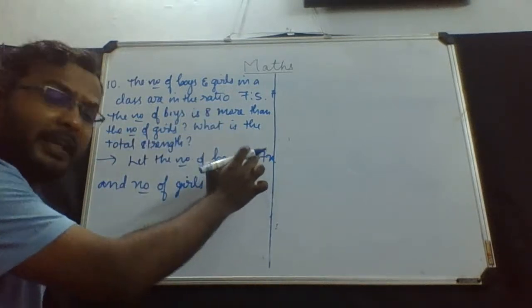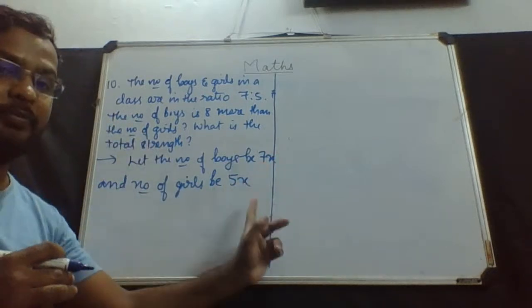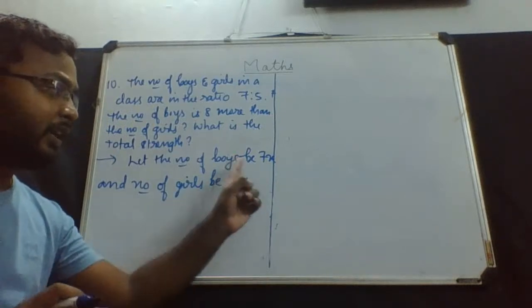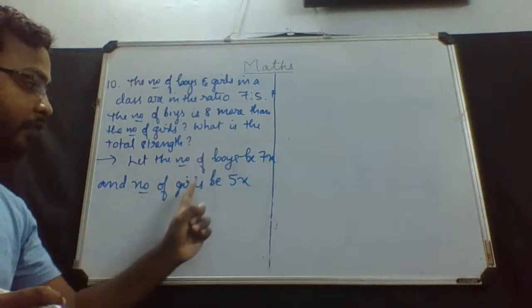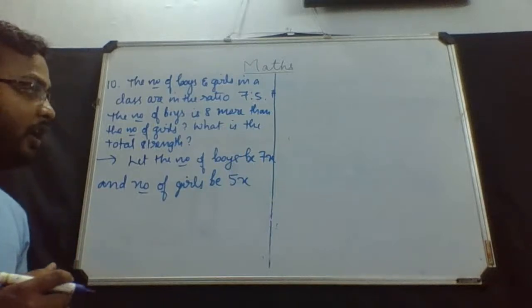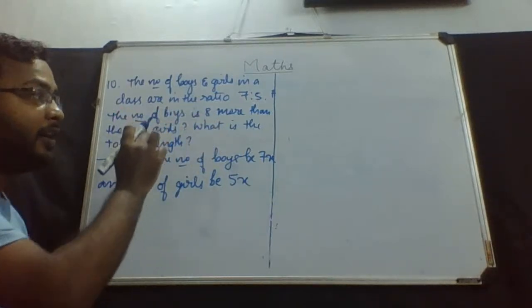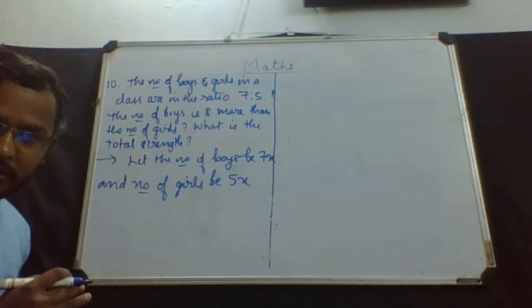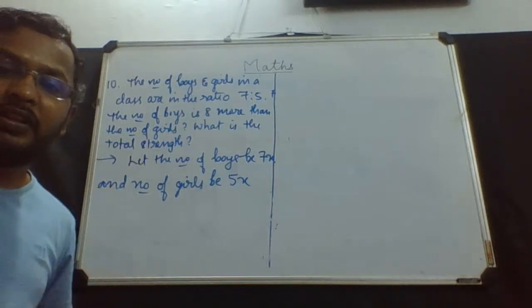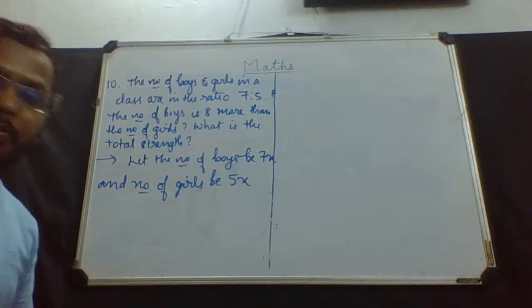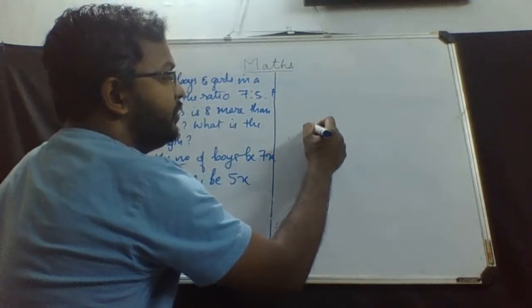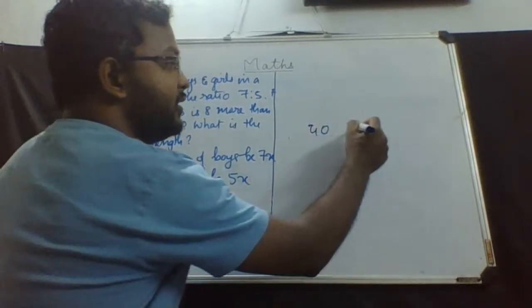That means we have to take 7x for boys only, because when you multiply something with 7, you are going to get the bigger value. So obviously for boys you have to take 7x and for girls 5x, because boys are more here. Now what they're telling is boys are 8 more than the number of girls. So boys are 8 more. When you take the difference between these two, their difference should be 8. Suppose boys are 40 and girls are 30.